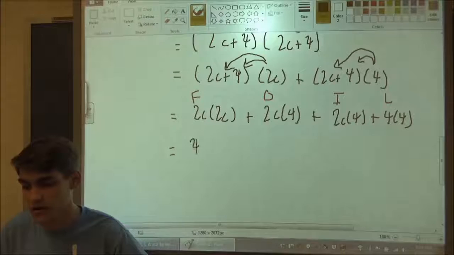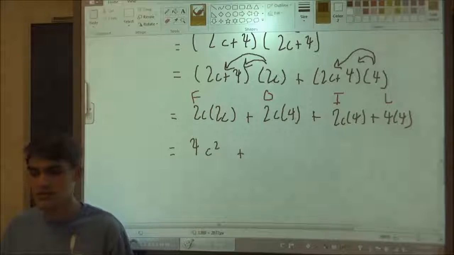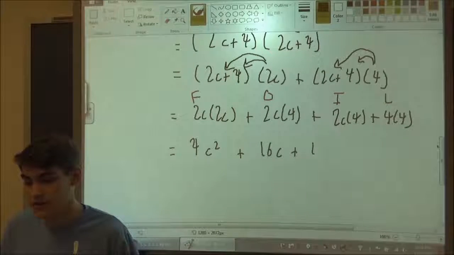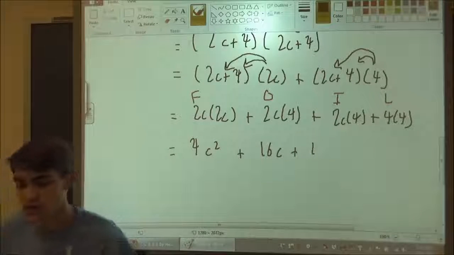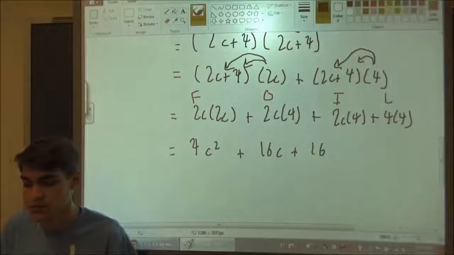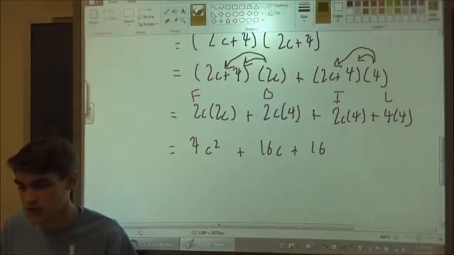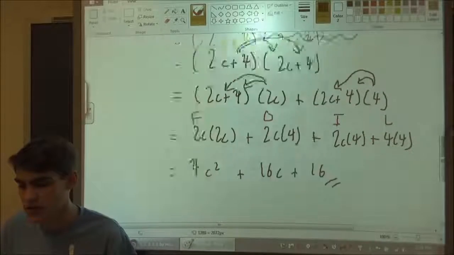So now I can clean this up a little bit. You get 4c squared here. Each of these is going to be an 8c, so 2 of those would be 16c. And then 4 times 4, interestingly enough, I could rewrite as 4 squared, but it's also just 16. So that would be squaring this binomial.